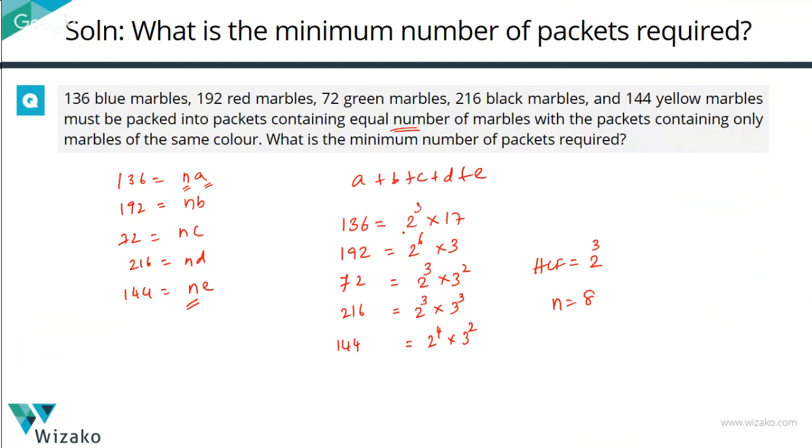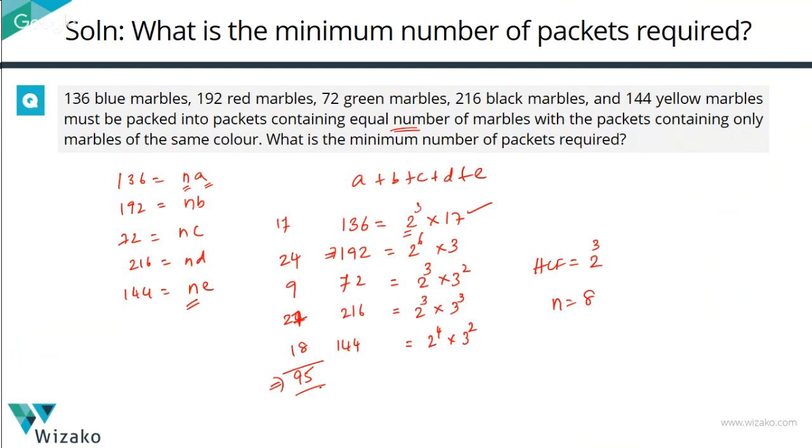If I have 8 marbles in the first packet, I'll have 17 such packets. If you have 8 marbles in this one, I'll be having 24 such packets. I'm listing down the packets on the left hand side. 17 here, 24 in this case. Number of packets here will be equal to 9. Number of packets in this case is equal to 24, and the next is equal to 27. I'm sorry, the number of packets in this case is equal to 18. So how many total packets will we have? 27 plus 18, which is equal to 45, 54, 78, 95. The least number of packets required to pack all of these marbles is equal to 95.